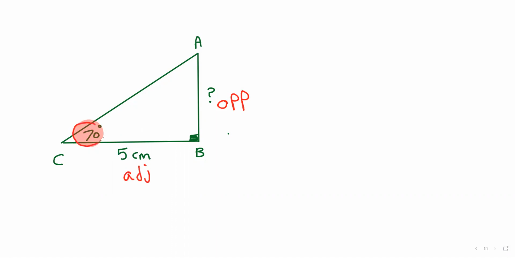So we have an angle. We need to get the opposite, and we have the adjacent. Which trigonometric function has opposite and adjacent? It's tan. So tan 70 equals opposite, it's AB, over adjacent, it's BC. You know what tan 70 is? Tan angle C. Tan C equals opposite over adjacent.